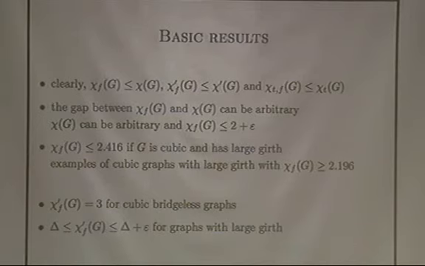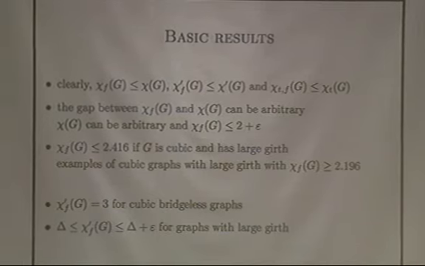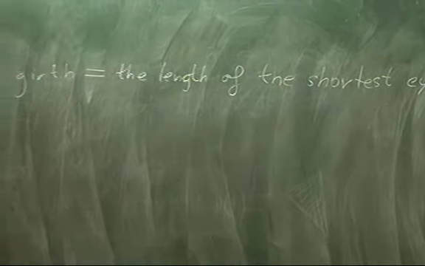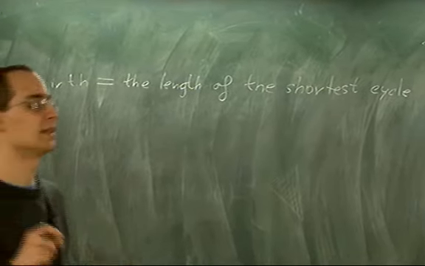Oh, okay, so since this will be quite central, let me write it on the board. So the girth is the length of the shortest cycle. So the graph has girth at least 5 if it doesn't contain any cycles of length 3 or 4. It has girth at least 10 if it doesn't contain any cycles of length between 3 and 9.